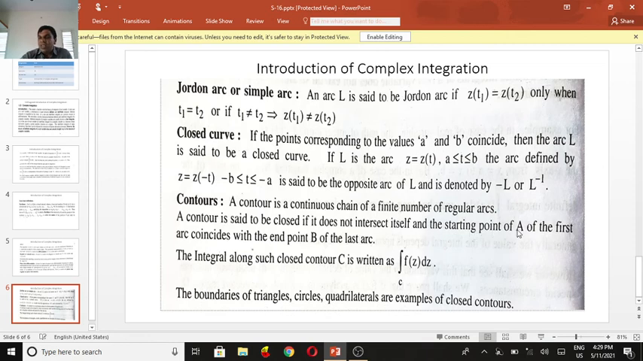And the starting point A of the first arc coincides with the end point B of the last arc. Closed means it does not intersect itself, and the starting point A of the first arc coincides with the end point B of the last arc. The integral along such a closed contour C is written as the integral over C of f of z dz, where C represents a continuous contour.